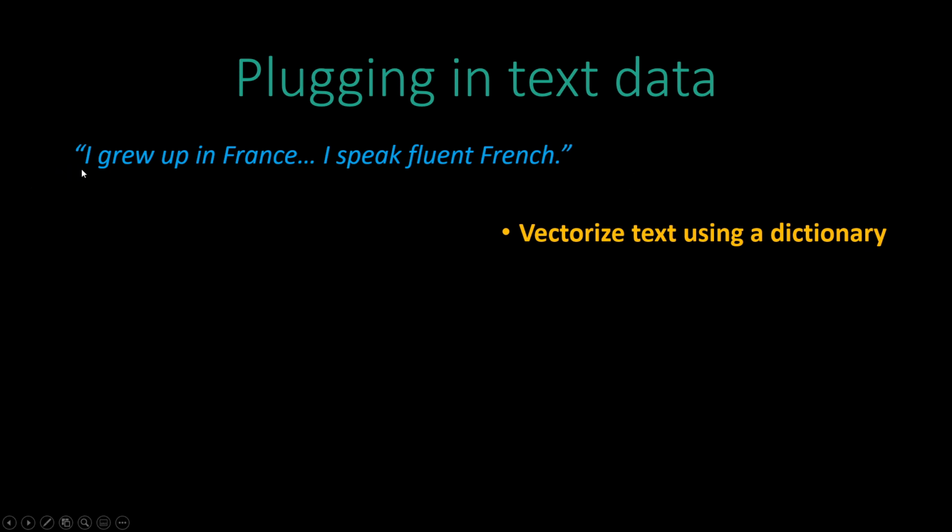So if this is our sentence, I grew up in France, I speak French. And let's imagine this is not just one sentence, but this could be a whole data set of maybe Wikipedia articles, or maybe the whole corpus of text from Shakespeare or something like that, right? So this is a simplification of just working with one sentence, but you can imagine that there could be any other textual dataset.